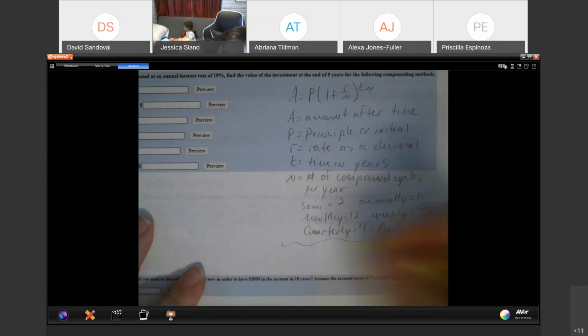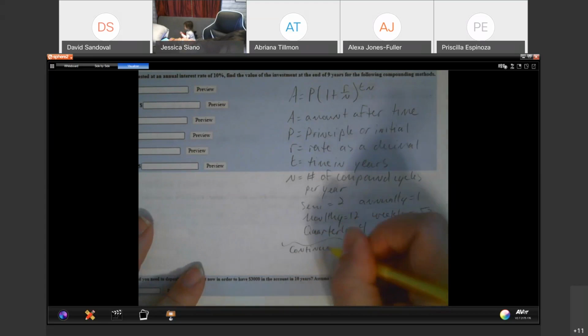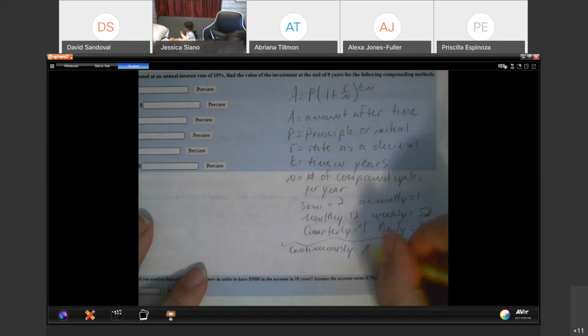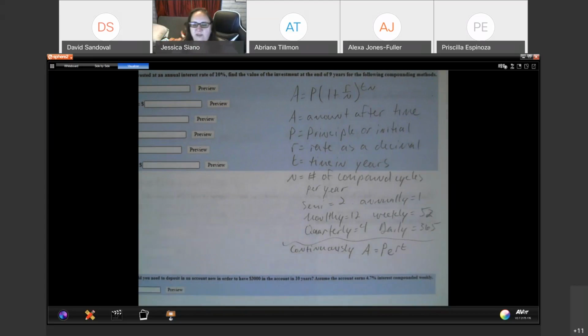And then if you see the word compounded continuously, you would use a different formula, and that's A equals P e to the rt, where A, P, r, and t are all the same things that I just said. I know Andy goes over all that in his notes, but I like to review.